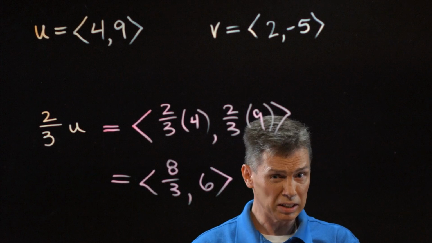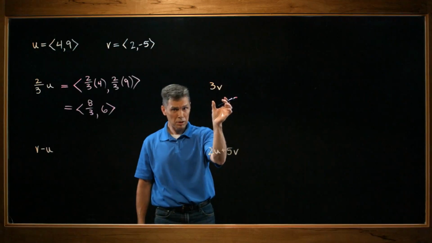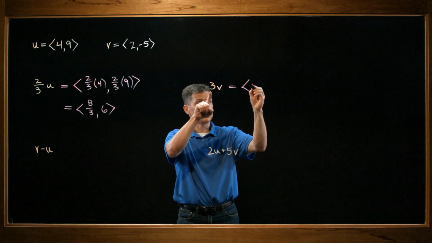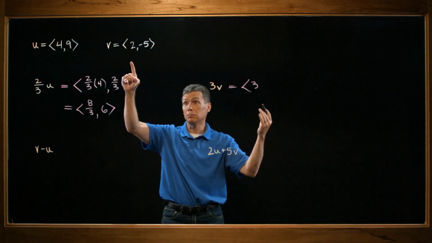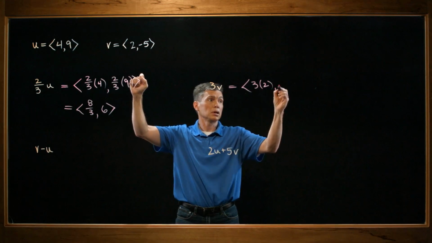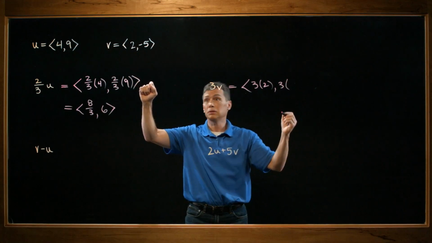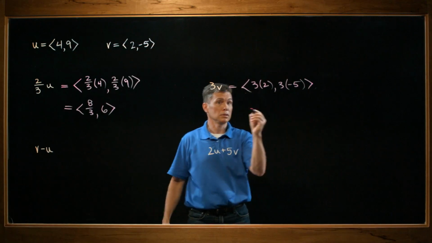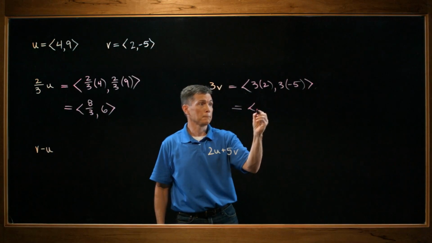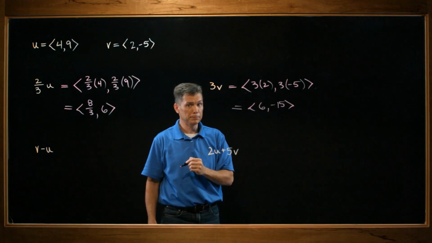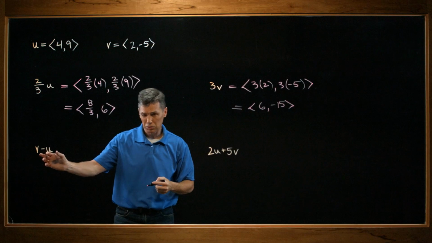Similar line of thinking when I go to this next part, 3 times v. I'm just going to take that multiplier of 3 and make sure I multiply it component-wise through v. So I have 3 times 2, comma, and the 3 also multiplies the -5, and then I'll clean up. 6, -15.